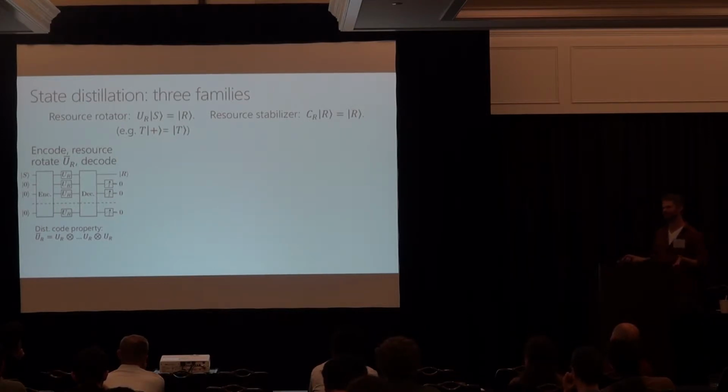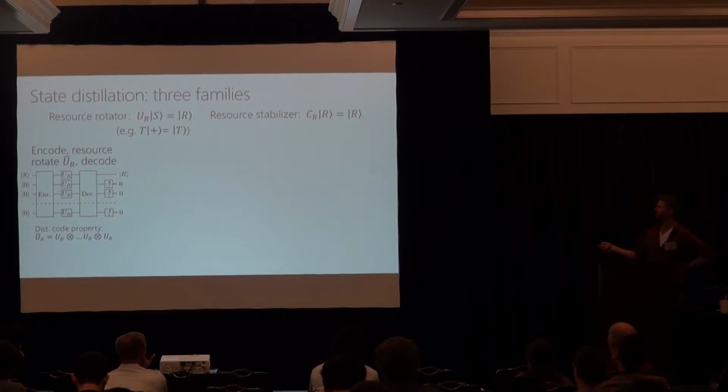Okay, so because Jungwon talked about these really cool new ideas, I thought it might be useful to repeat his setting the scene of what are the different types of state distillation a little bit. So the first one that I just described is depicted here, but I've used slightly different notation so I can be a little bit more general. I want to name this unitary gate the resource rotator, which takes some stabilizer state into the non-Clifford resource state. And so, for example, what we looked at before, the resource state was the T state, and the rotator was the T gate.